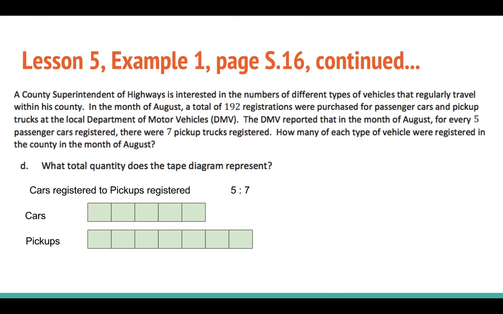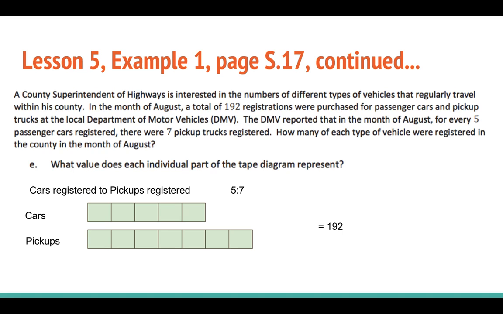Letter D asks, what total quantity does the tape diagram represent? Remember our whole number up here? All these boxes, all 12 of these boxes should equal 192.